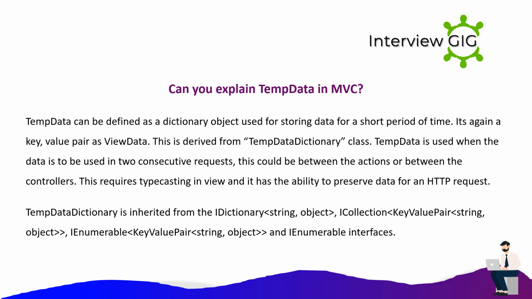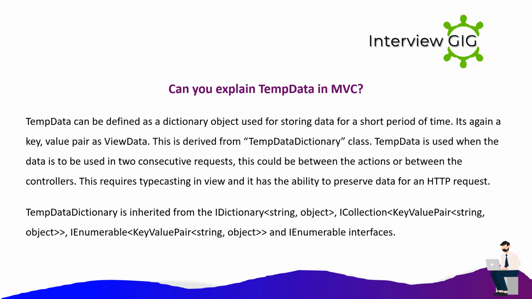Can you explain TempData in MVC? TempData can be defined as a dictionary object used for storing data for a short period of time. It's again a key-value pair like ViewData. This is derived from the TempDataDictionary class. TempData is used when the data is to be used in consecutive requests.